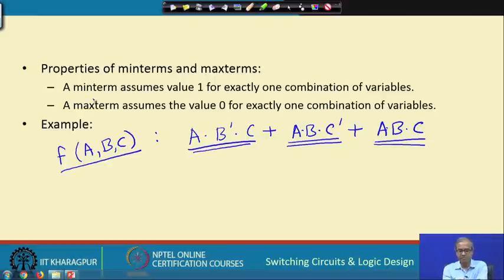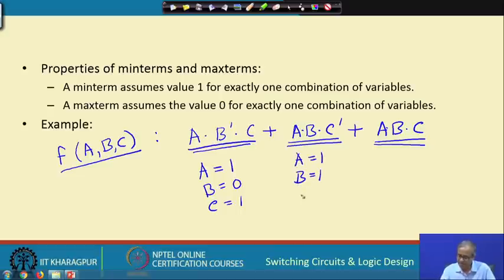What I say is that a minterm assumes the value 1 for exactly one combination of variables. Consider the first minterm: only when the input variable a is 1, b is 0 and c is 1 will the first minterm have a value of 1, because b bar means 0 bar is 1, and 1 and 1 and 1 is 1. Similarly, for the second one we require a equal to 1, b equal to 1 and c equal to 0, and for the third one we require a equal to 1, b equal to 1, c equal to 1. So, for exactly one combination of the input variables, a particular minterm will assume the value of 1.